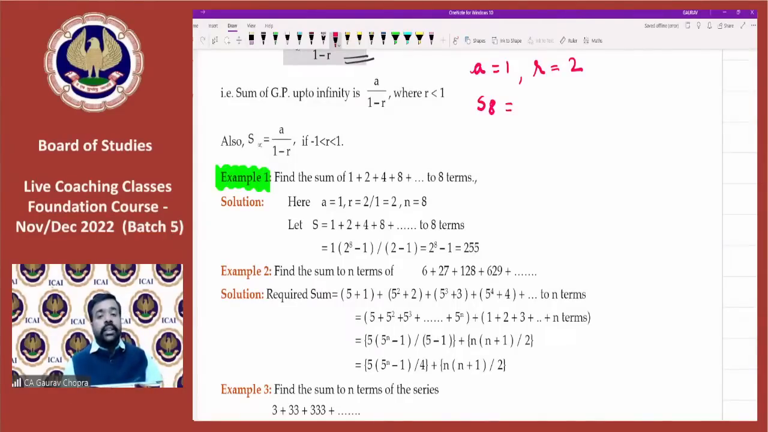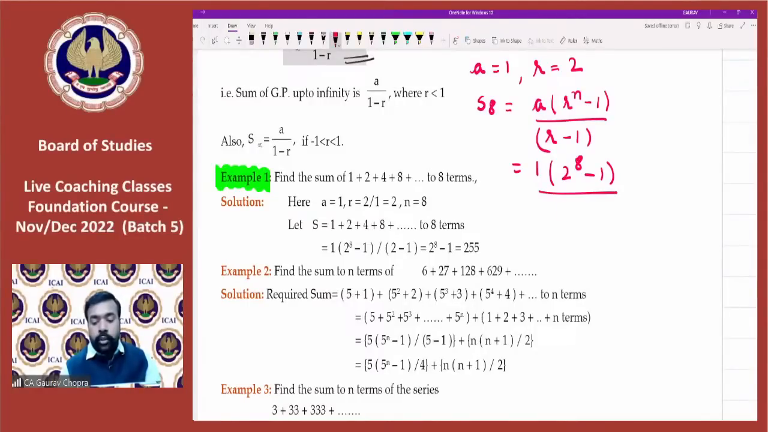Since 2 is greater than 1, we have to apply formula number 2. That is A multiplied by r to the power of n minus 1 upon r minus 1. This is the formula. So the first term is 1, then 2 to the power of 8 minus 1 upon 2 minus 1. So let's check the result. What is 2 to the power of 8? It is 256 minus 1. So the final answer will be 255. Right?